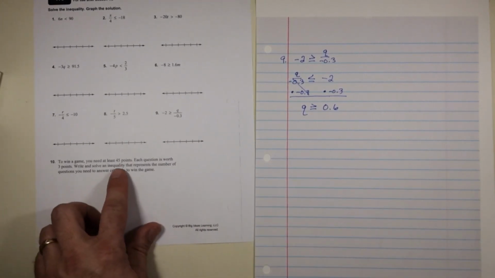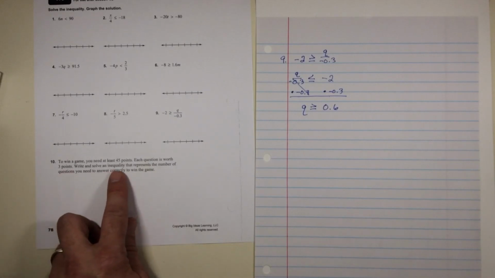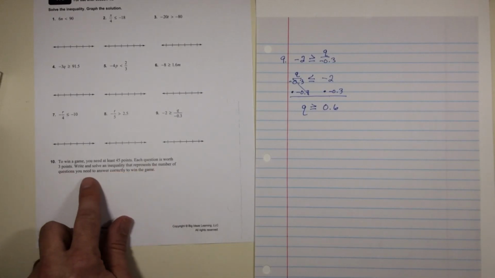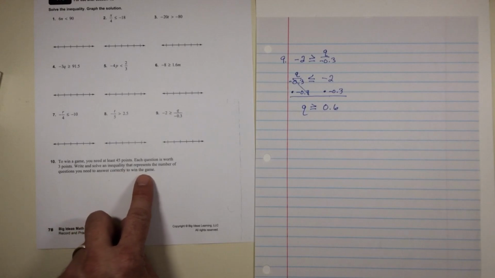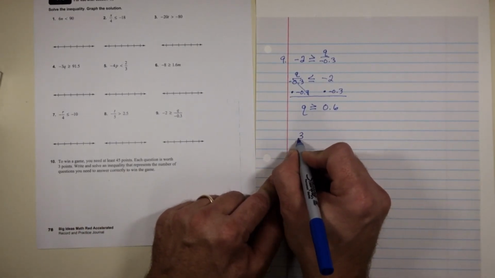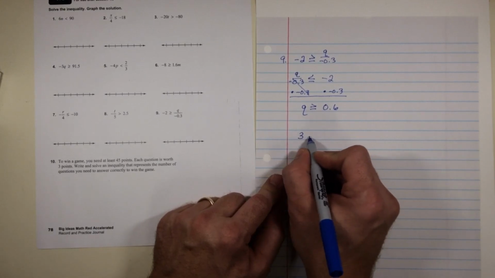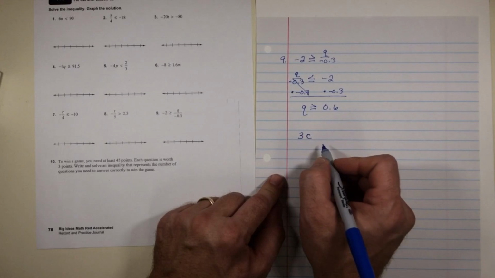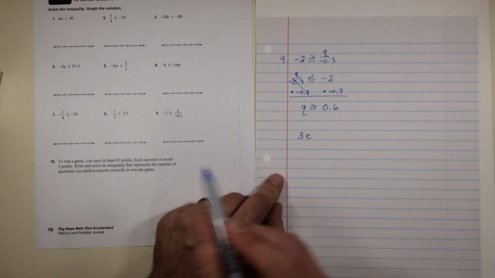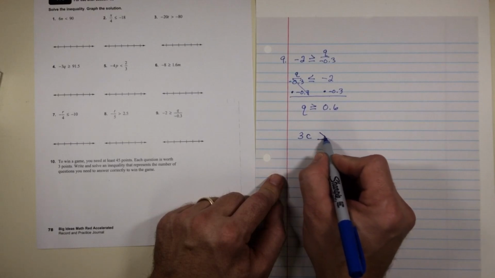Number 10, to win a game, you need at least 45 points. Each question is worth 3 points. Write and solve an inequality that represents the number of questions you need to answer correctly to win the game. So 3 times the correct answers, I guess I'll call that C. 3 points times how many correct answers you have needs to be at least 45 points. So it could be 45 points, or it could be greater than.